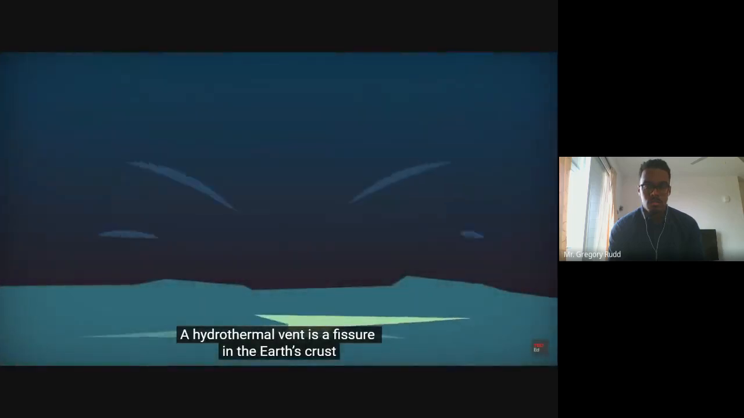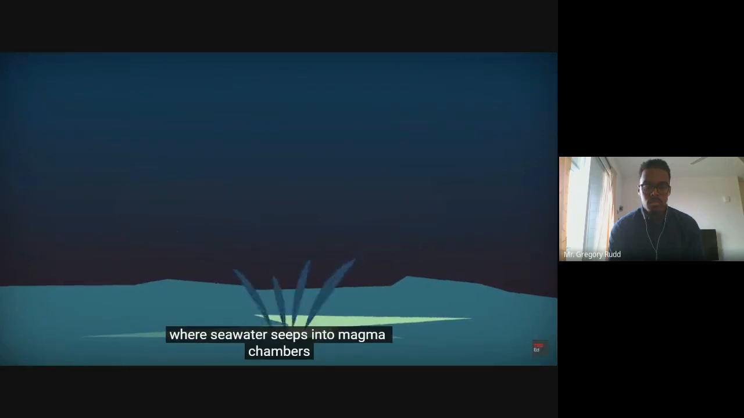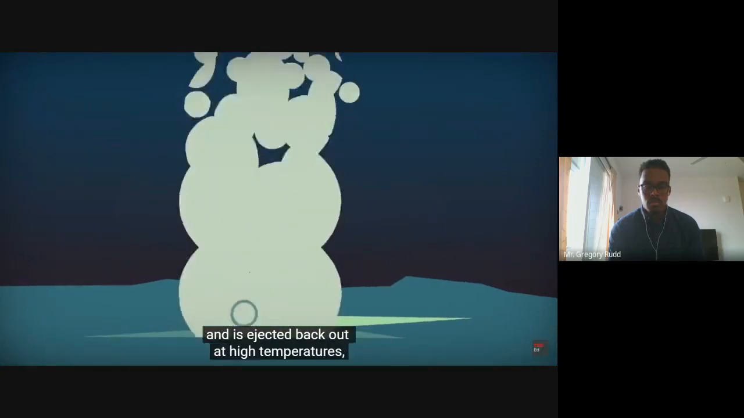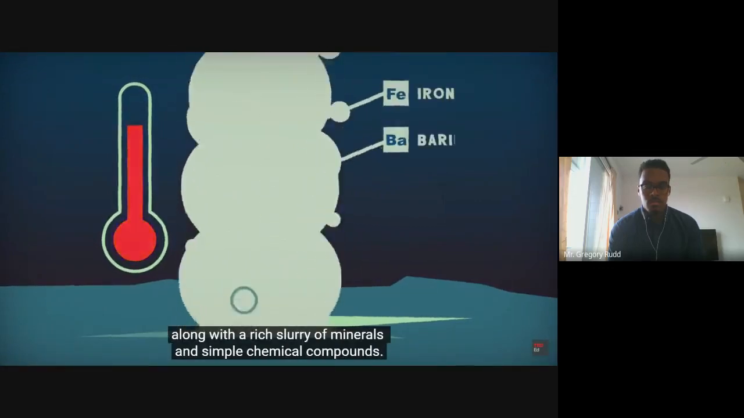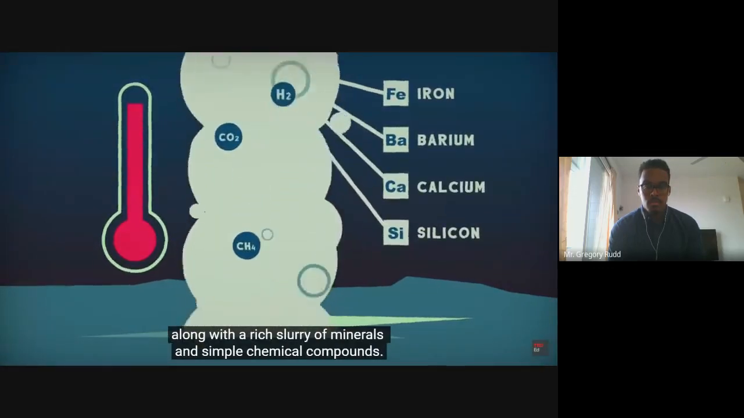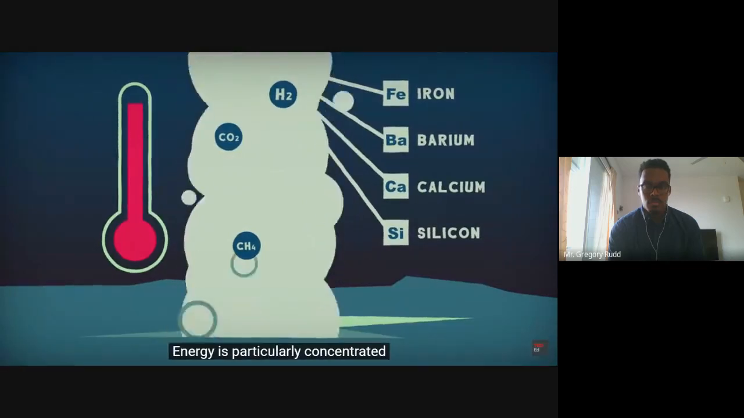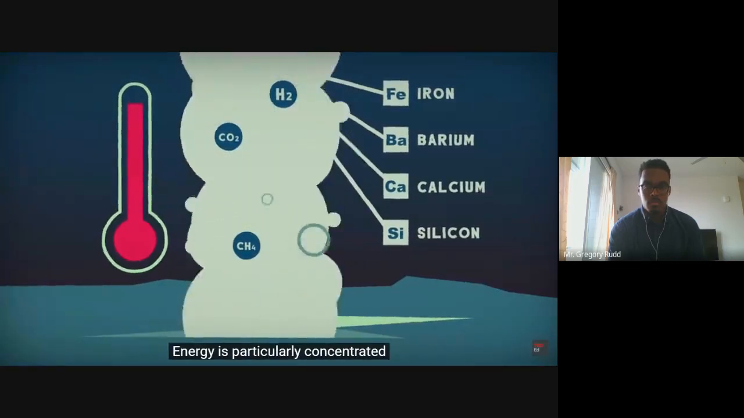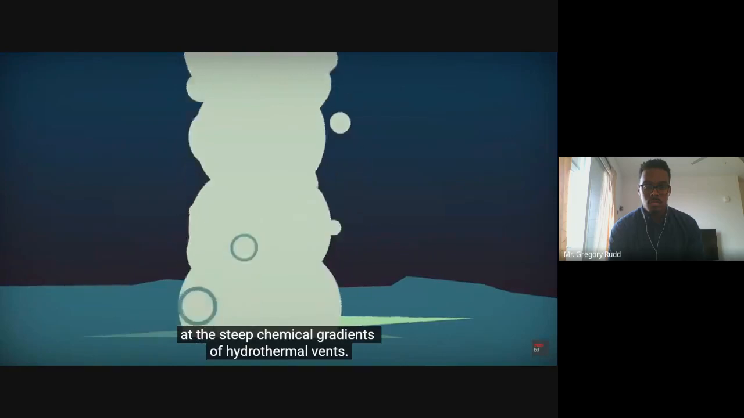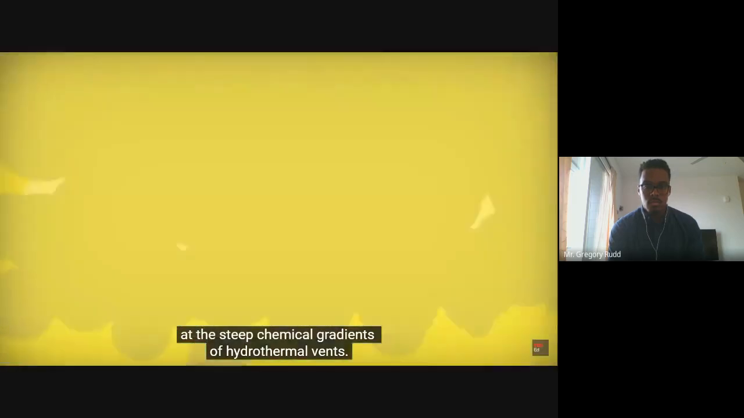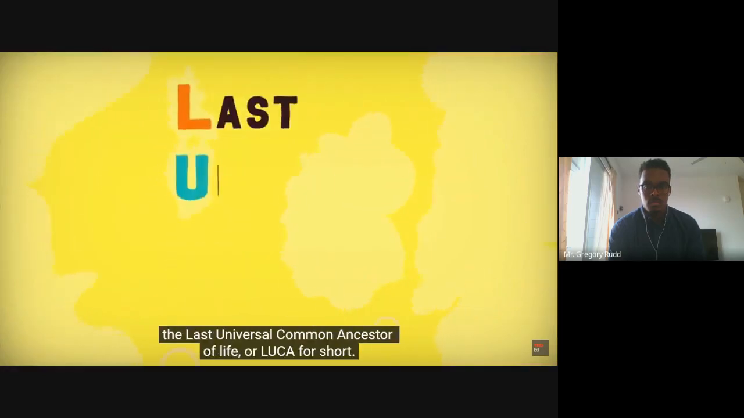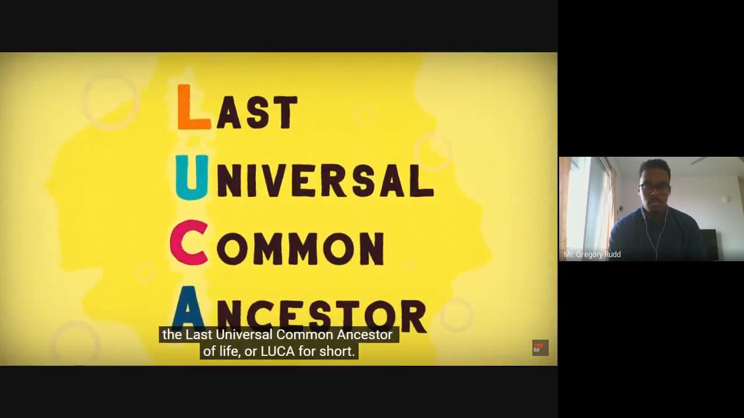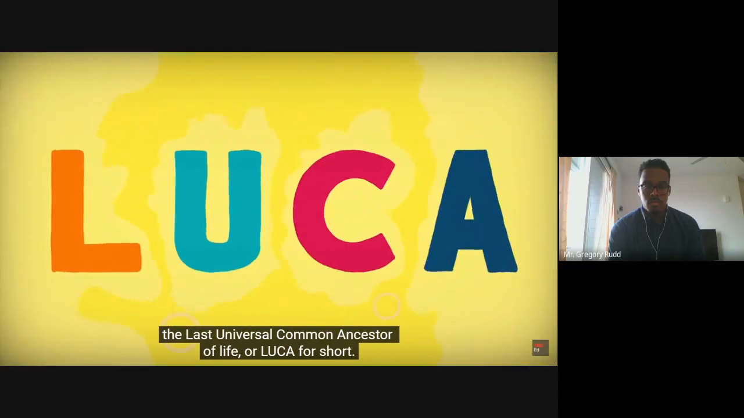A hydrothermal vent is a fissure in the Earth's crust where seawater seeps into magma chambers and is ejected back out at high temperatures, along with a rich slurry of minerals and simple chemical compounds. Energy is particularly concentrated at the steep chemical gradients of hydrothermal vents. There's another line of evidence that points to hydrothermal vents, the last universal common ancestor of life, or LUCA for short.